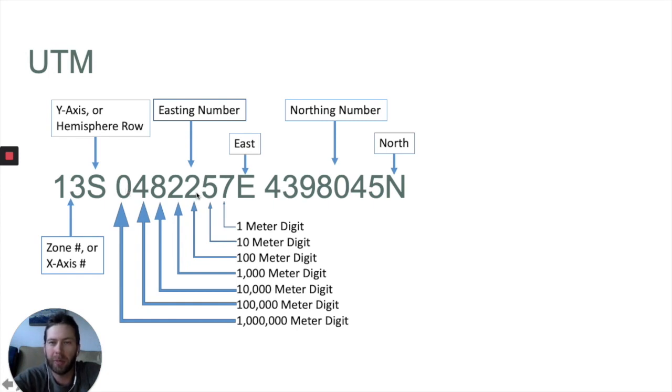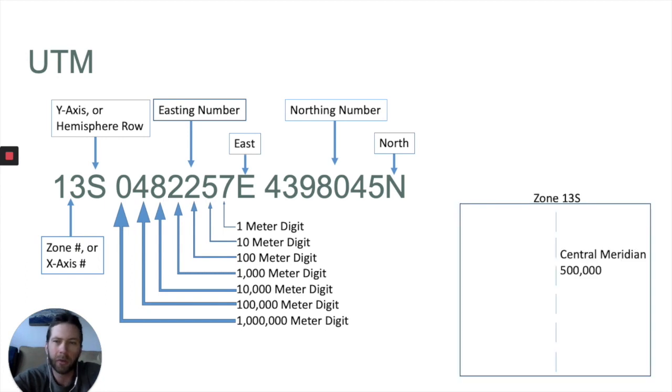Okay, so you might be wondering, well, what does that mean? So within every zone, again, we know that we're in zone 13S, and that's just this big rectangle. Within every zone, you have a central meridian. That central meridian is the dead center of the zone, and that is listed at 500,000.